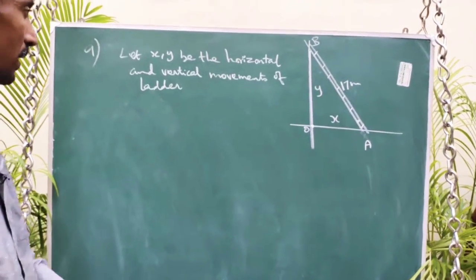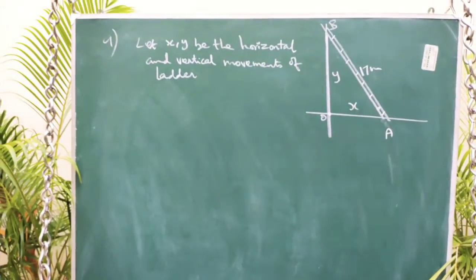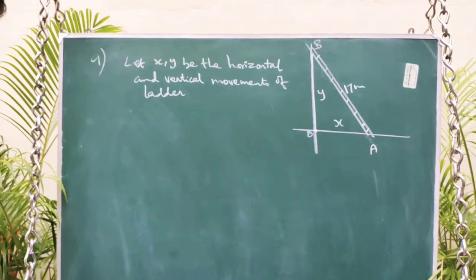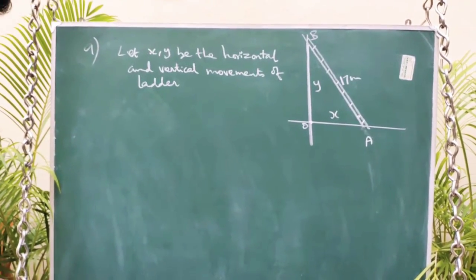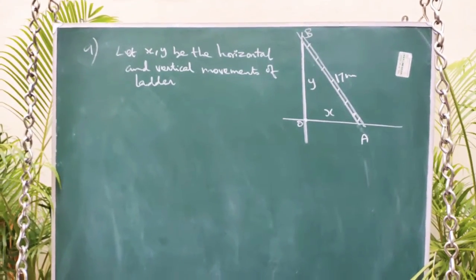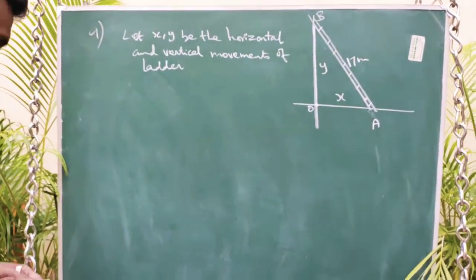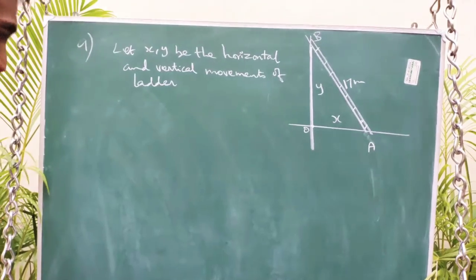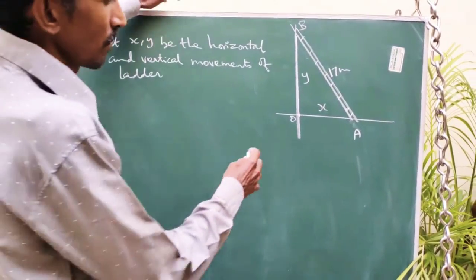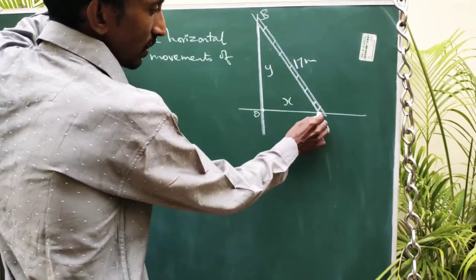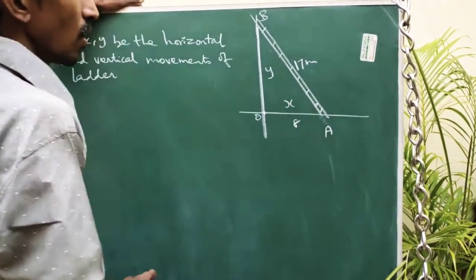Okay, question number 9 in exercise 7.1. The question is, a ladder of 17 meter long is leaning against the wall. The base of the ladder is pulled away from the wall at the rate of 5 meter per second when the base of the ladder is 8 meter from the wall. So look here, initially the distance between the base and the wall is given as 8.